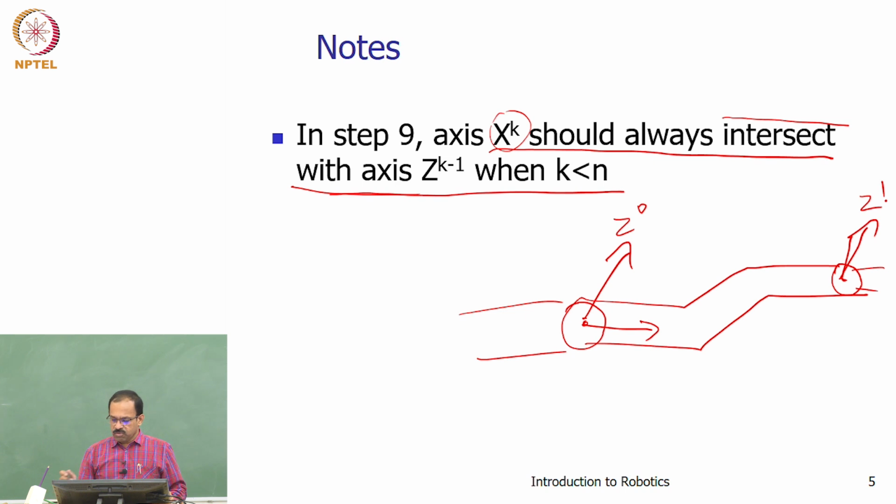Now you can see that this XK can be a normal like this also. It should be orthogonal to both. So this is orthogonal, it is away from here. That rule is applied. But apart from that, we should ensure that this XK intersects with the axis ZK minus 1. So if you assign XK in this way, it won't intersect, and therefore what we need to do is assign an X axis in this direction.